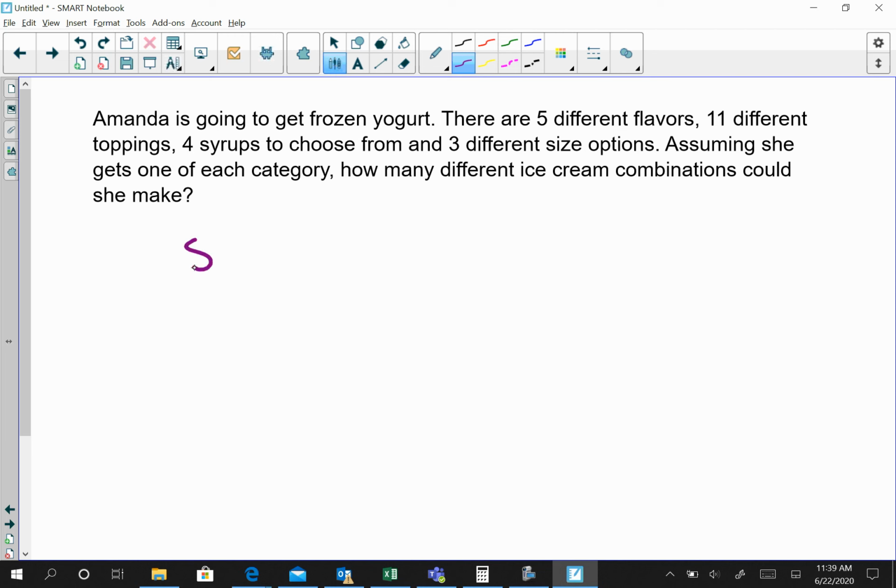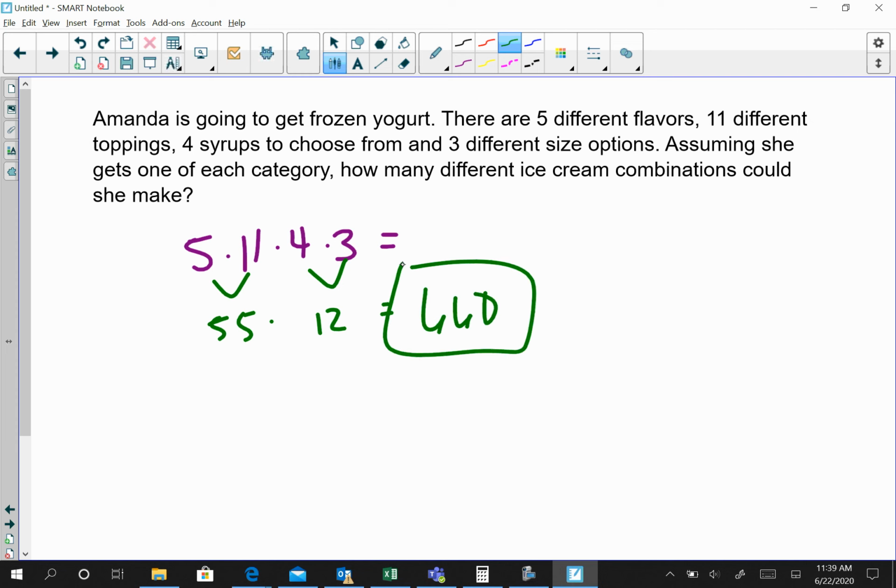So she has 5 flavors, 11 toppings, 4 syrups, 3 sizes. Multiply them all together. 5 times 11, that's 55. 4 times 3, that's 12. I do not know this one off the top of my head. 55 times 12 is 660 different combinations for her dessert. Frozen yogurt, not ice cream. So when you're just trying to figure out possible options, multiply all your options together.